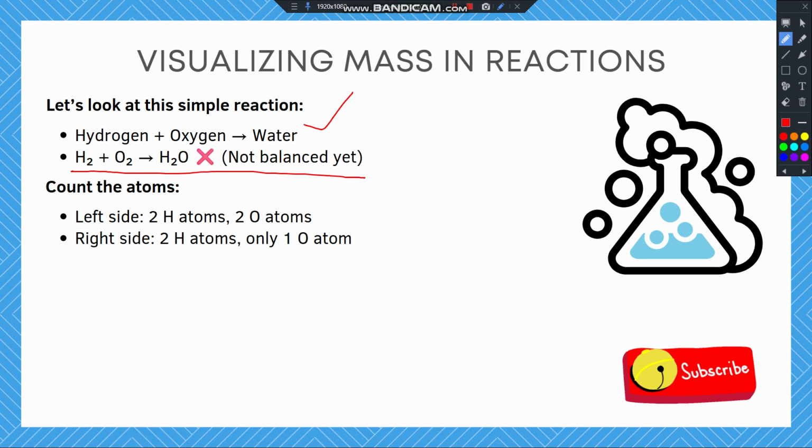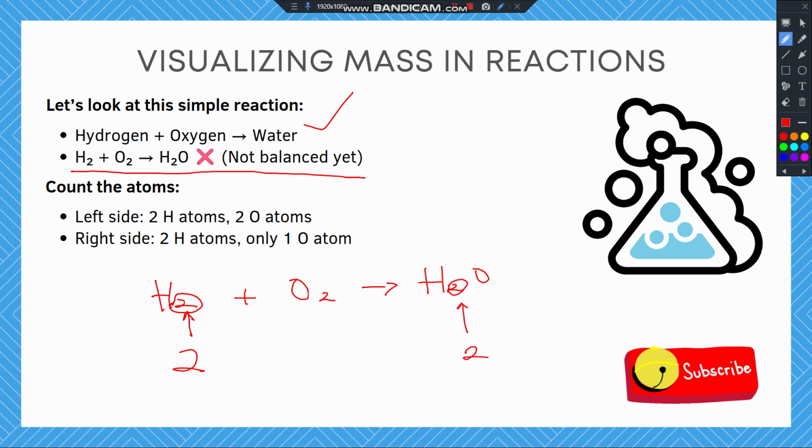How did we know that the equation is not balanced? First of all, let me rewrite it out. We have hydrogen, H2, combining with oxygen, O2, to form water, H2O. Now, if you check with me, you would see that on the left side of the equation, we have two atoms of hydrogen because of this number 2 over here. On the right hand side, we also have two atoms of hydrogen. So hydrogen is equal on both sides.